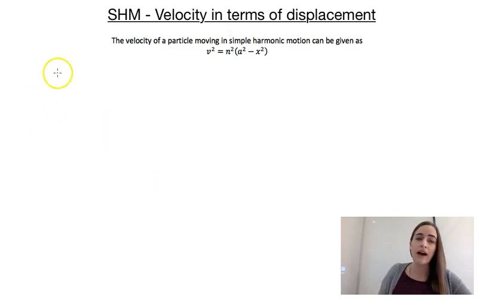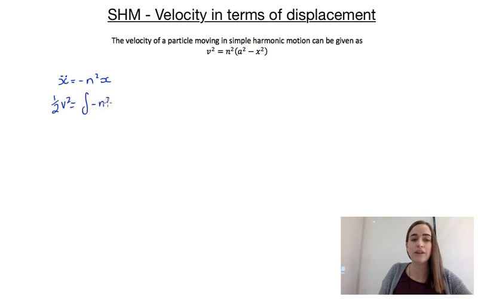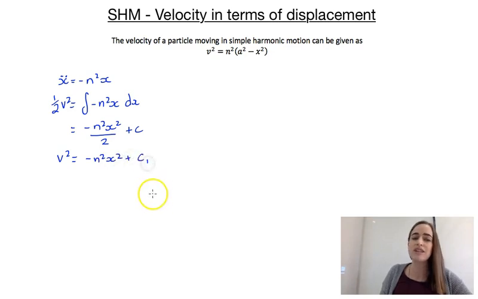We know that if something is moving in simple harmonic motion, then the acceleration is given by minus n squared x. So we can integrate that because we know that a half v squared is equal to the integral of minus n squared x dx. If we integrate that, we'd have minus n squared x squared all over 2 plus c. I'm going to go through and times everything by 2, so I'd have v squared equals minus n squared x squared plus, I'm just going to call this constant c1 now because I've doubled my original constant, so it's a different one, so give it a different name.